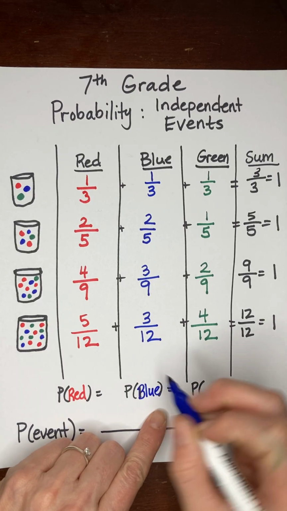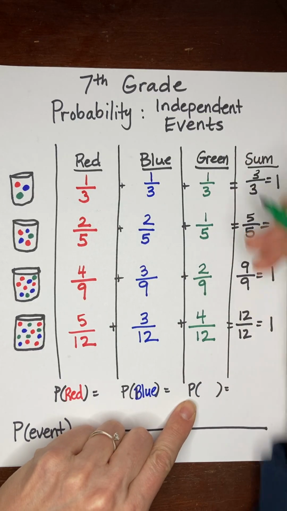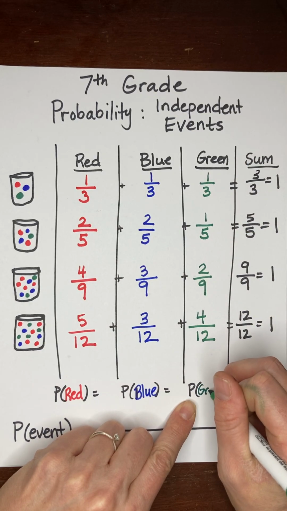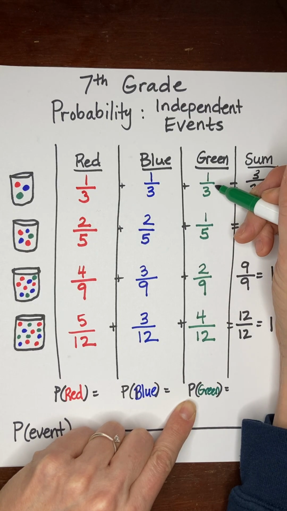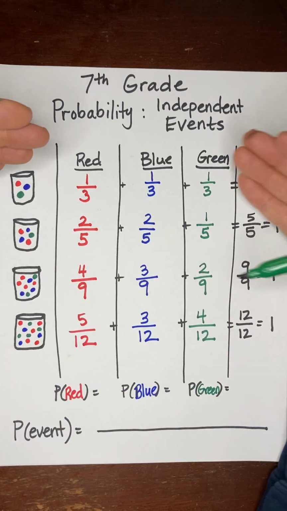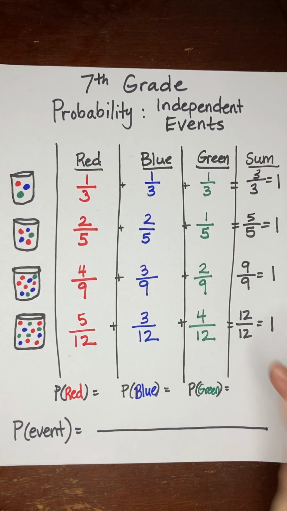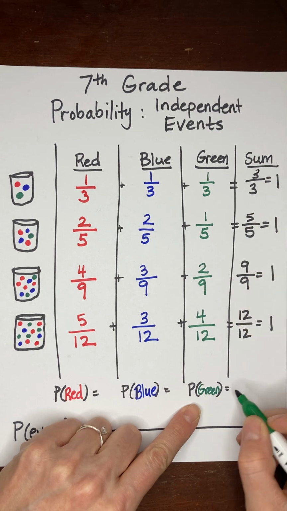Close off my parentheses and put an equal sign. And the last one here, I'm considering a green. So my probability notation would be green equals, and then we would put the fraction representing the probability of selecting the green in each of these different scenarios. All right, so just to clarify, these are all different probability events that we're talking about that we have in our table.